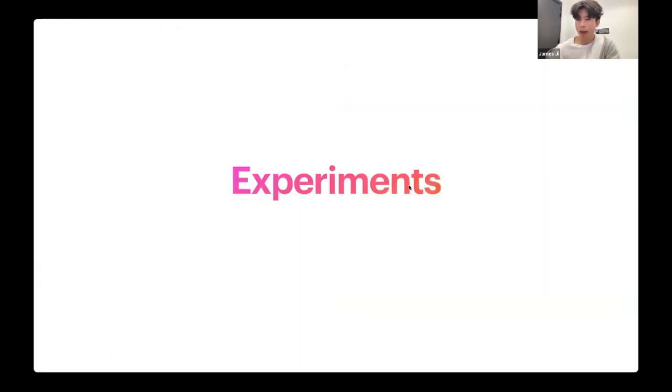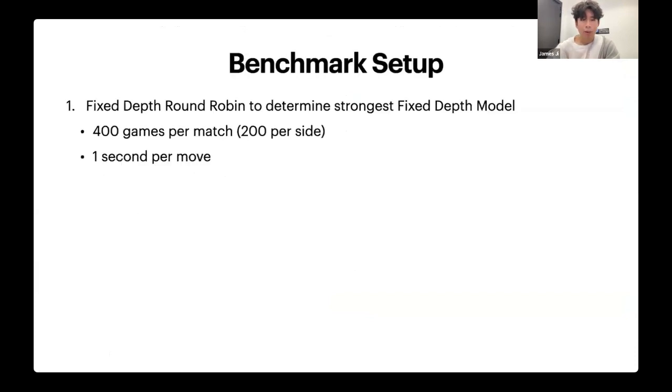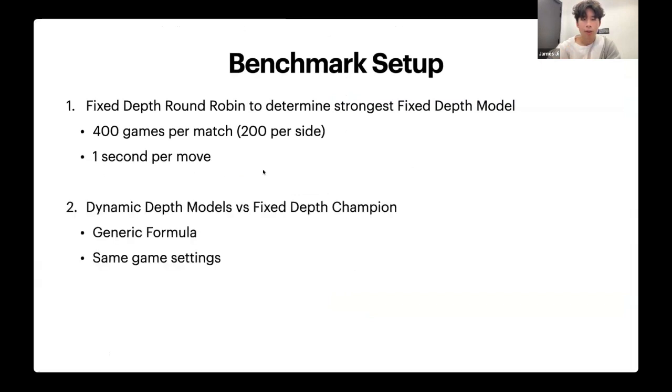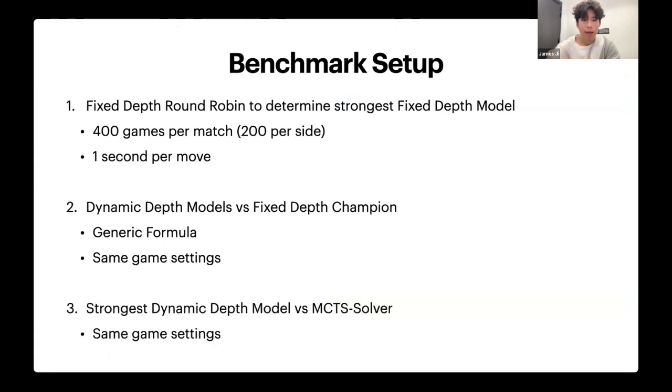Now we're going to look at some of the results of the experiment. First, how I set up my experiments: I would determine the strongest fixed depth hybrid model via round robin. The strongest fixed depth model is what we'll test our dynamic depth models against. Afterwards, I would test my dynamic depth models against a standard MCTS solver, just to make sure we're not over tuning, so it's not only good against the fixed depth models. We want to make sure it's strong in general.